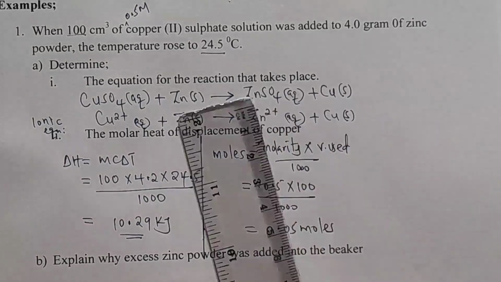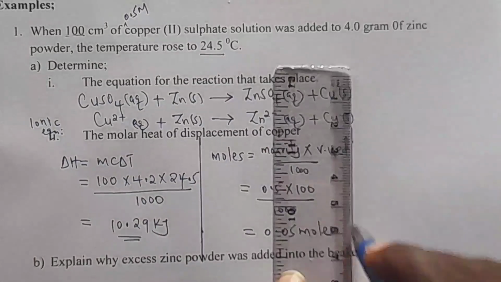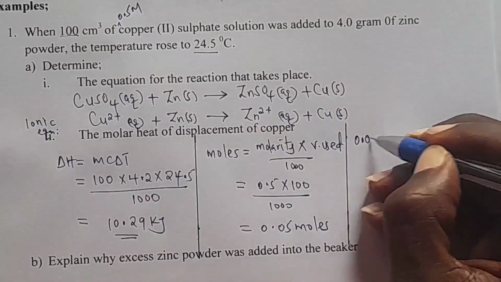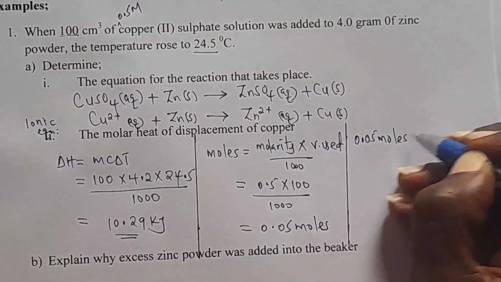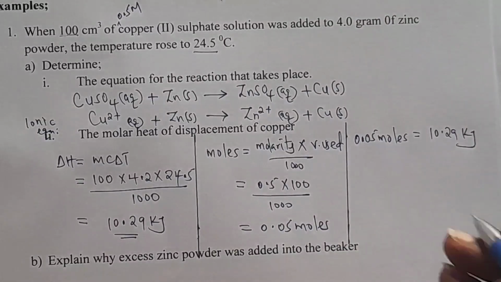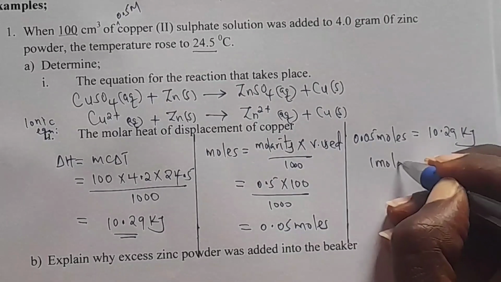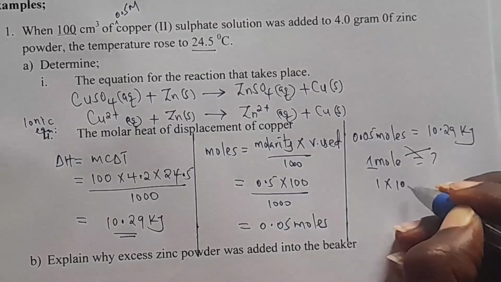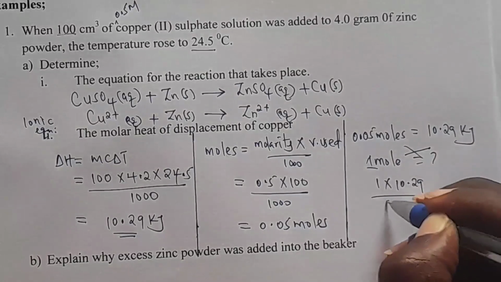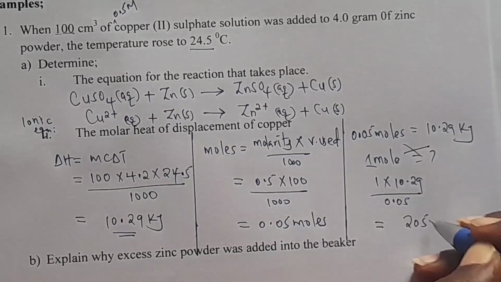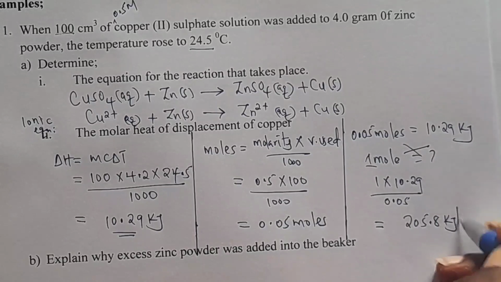Okay, from there, we ask ourselves, this number of moles produces what amount of energy? That means 0.05 moles produces 10.29 kilojoules as the energy. So we ask, what about 1 mole? We cross multiply 1 times 10.29 divided by 0.05. So here we are going to have 205.8 kilojoules per mole.